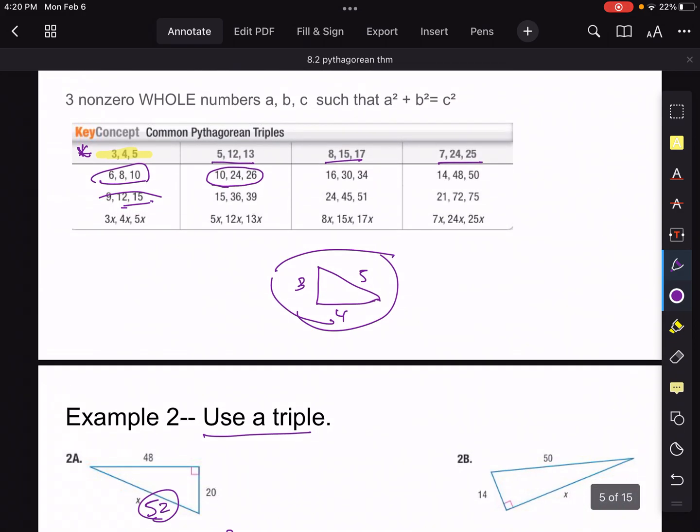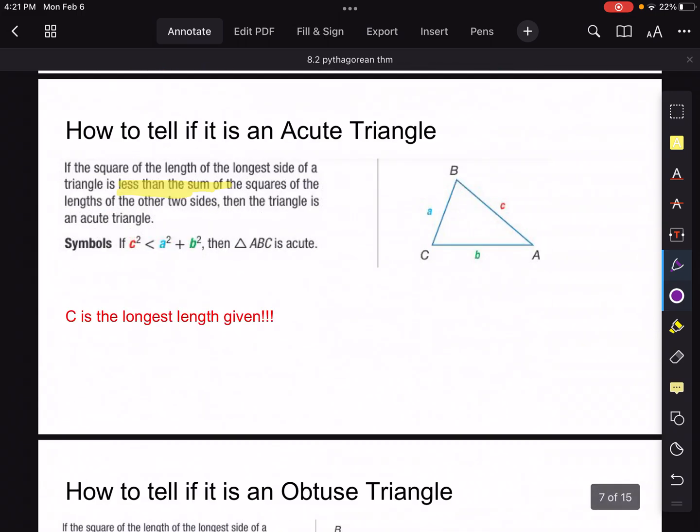You can use the chart for 2b. The hardest part is just setting it up. You have a 14 and a 50, so it looks like we're going to use that guy right there. So x is equal to 48, just looking at the chart.